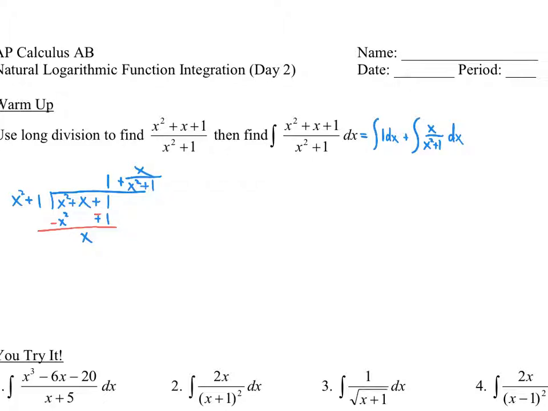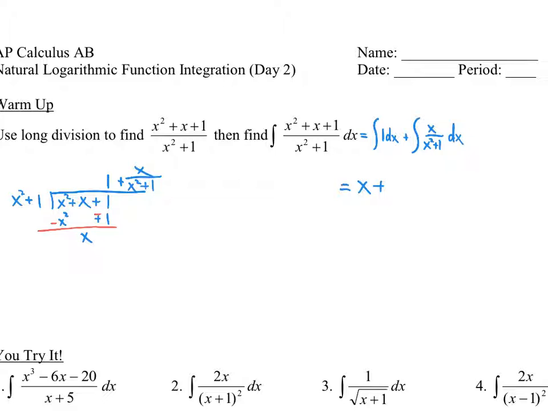So now we have something that we're able to integrate. The integral of 1 is what? 0. That's a derivative. Integral is x. So that's x plus, now we've got to do the integral of x over x squared plus 1.